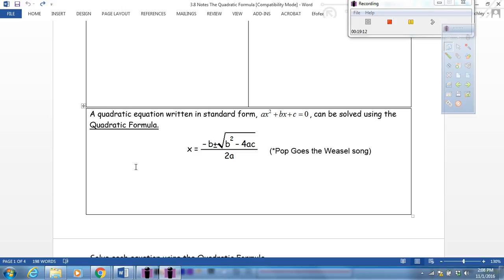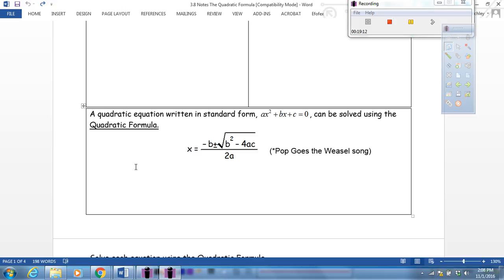X equals negative b plus or minus square root b squared minus 4ac all over 2a. Thank you. So that's our Pop Goes the Weasel, our quadratic formula. Okay? You guys, we're going to sing it all together. I'm going to do it one more time, and then we're going to do it together, so that you guys can memorize it too. Because you need to memorize this. I want you all singing it in your heads while you're taking your test. So here it goes one more time.